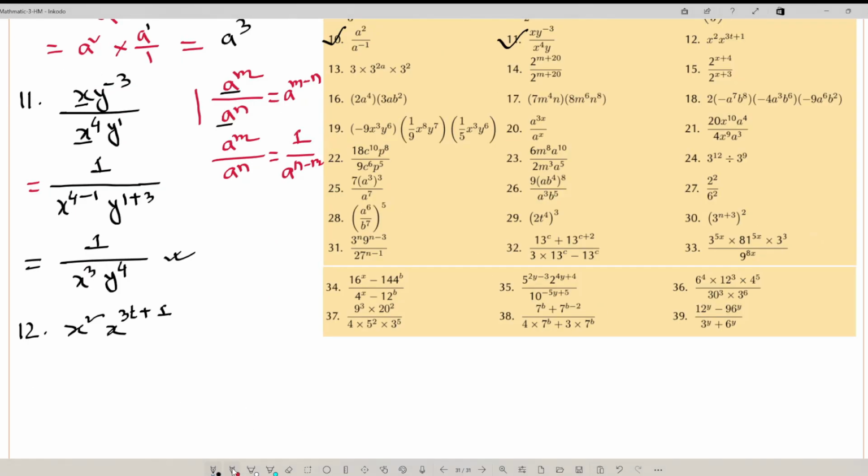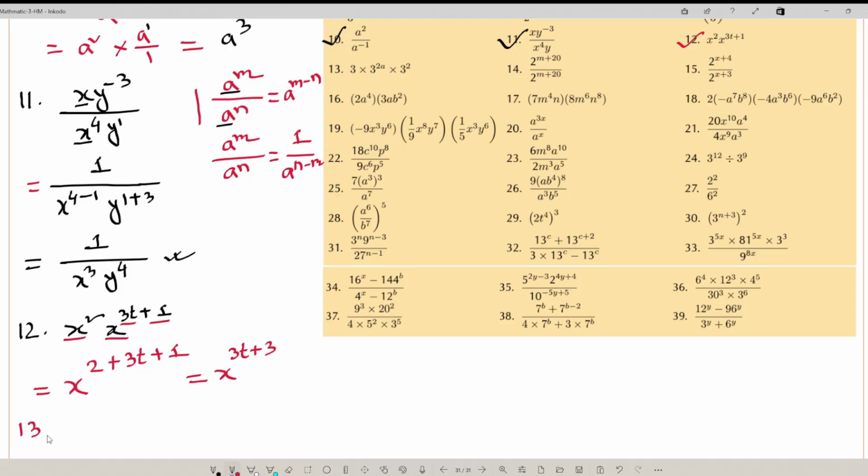Number 12. Here is x square and here x to the power 3t plus 1. So the bases are the same, the base is x. So the powers will be added, 2 plus 3t plus 1. So our answer is x to the power 3t plus 3. Okay, so number 12 done.